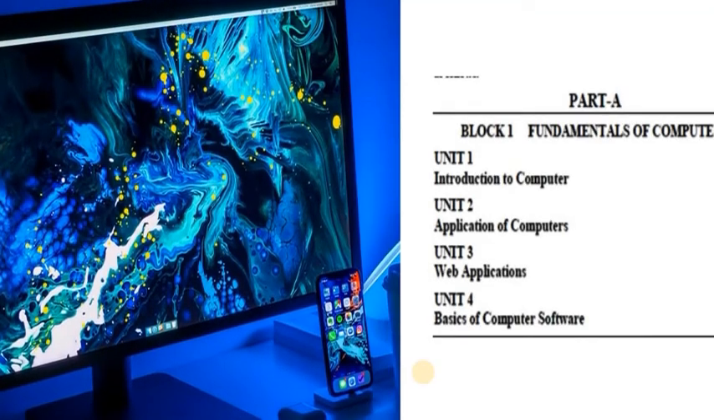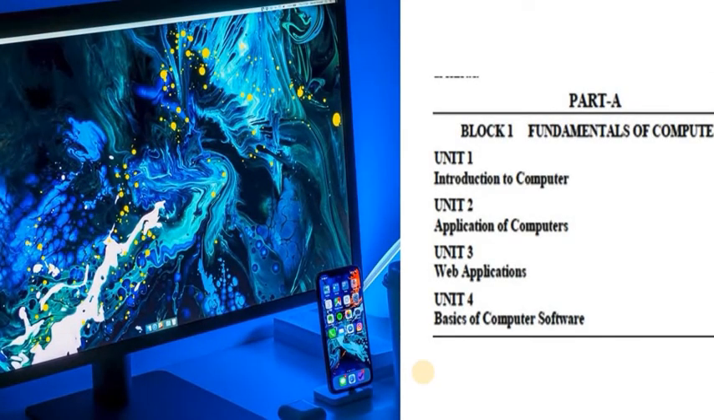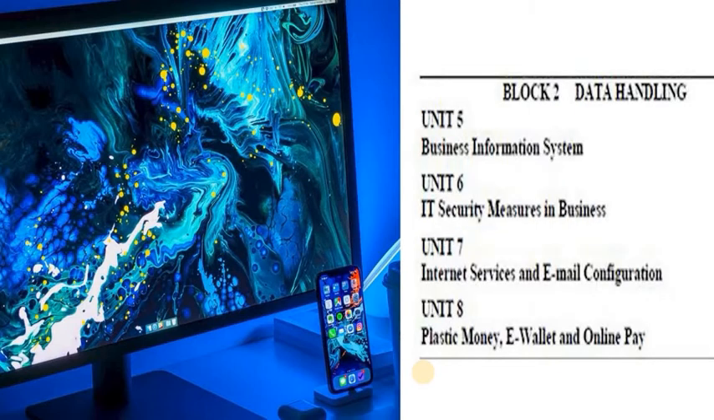So let's take an example. The first block is going to talk on the preamble part of computers, how we are going to apply computers in our day-to-day activity, and how the web application is going to be used. Whereas the second or third week is going to talk about the information system, how IT security or internet services are going to handle the data.